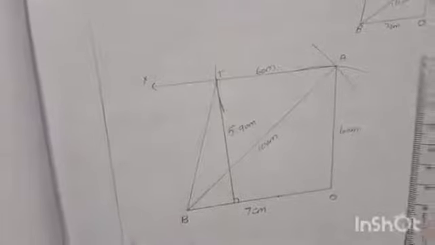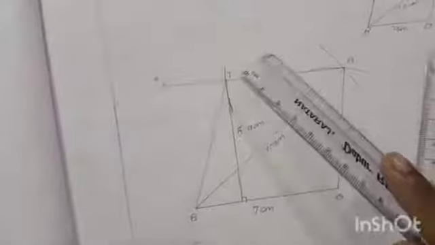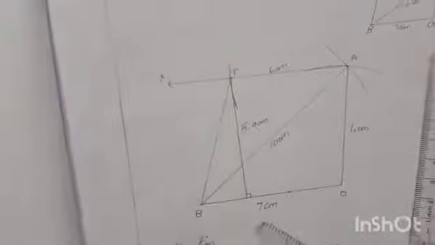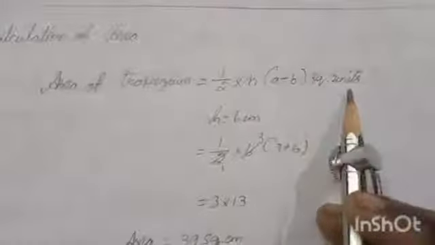Now this is A, the parallel side, and this is B. Anyway, you have to consider the height. So what is the formula for trapezium? Half into H into A plus B square units. Calculation for area of trapezium is equal to half into H into A plus B square units.